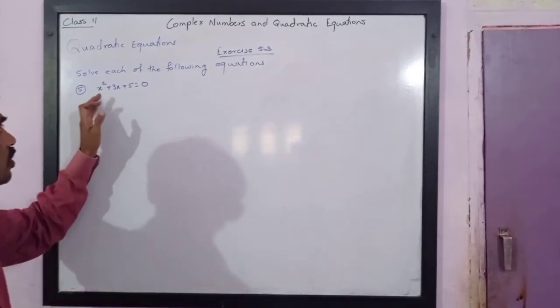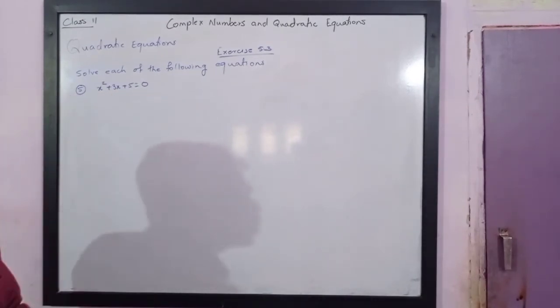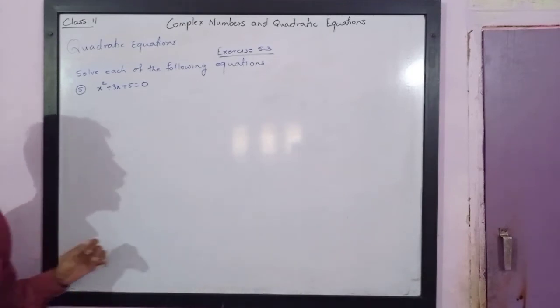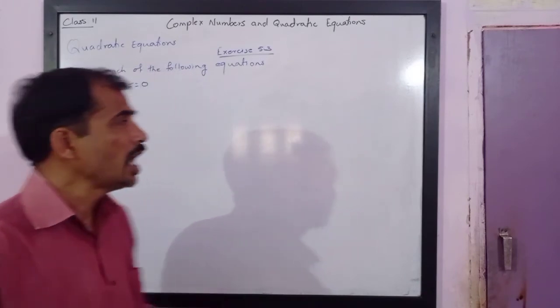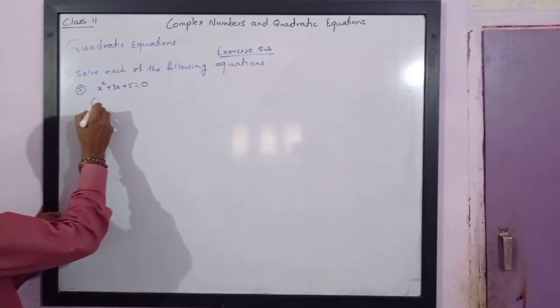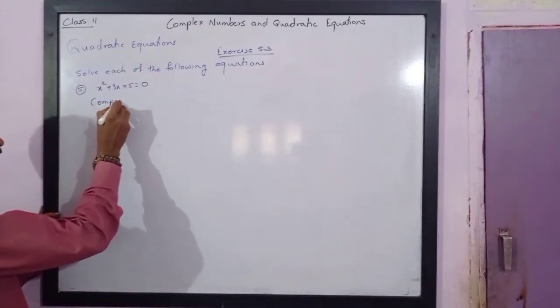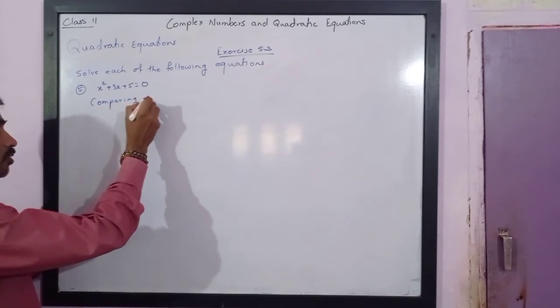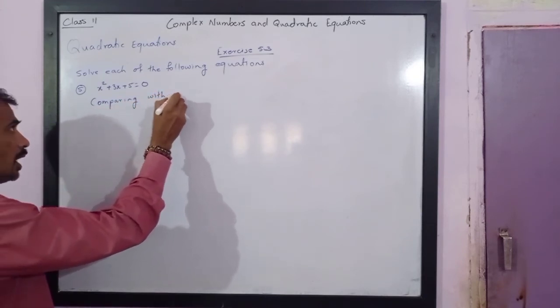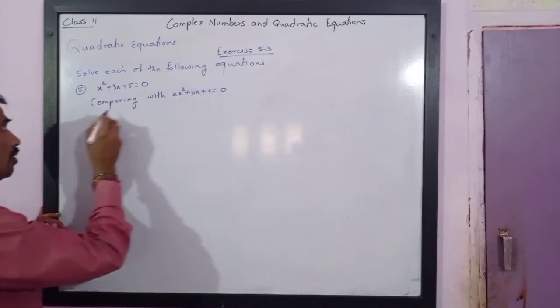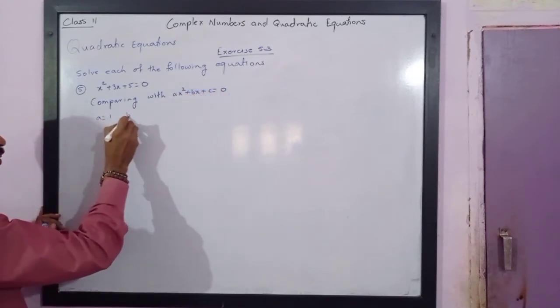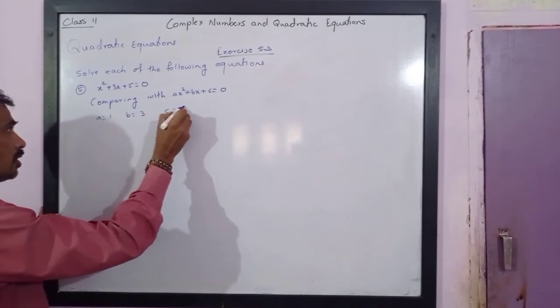Next question is x square plus 3x plus 5 equals to 0. Compare this equation with the standard form of quadratic equation ax square plus bx plus c equals to 0, and if you compare, you will get the equivalence. Comparing the given equation with ax square plus bx plus c equals to 0, we will get a equals to 1, b equals to 3, and c equals to 5.